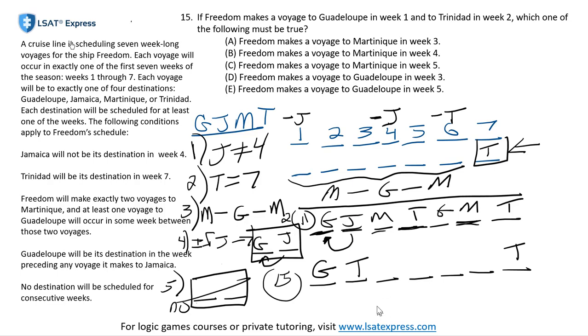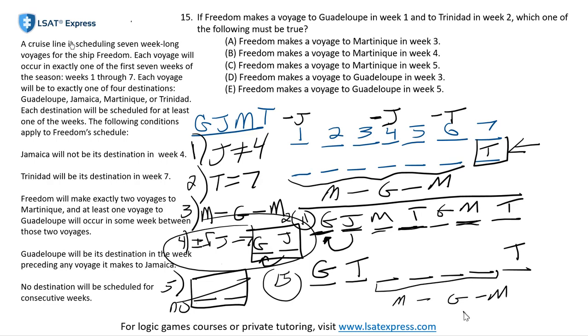Now G, 2 rules on G. We have our MGM. So in here, these 4 slots, only 4 slots. We've got our M, G, M. And then we've got rule 4 as well. That also talks about G. I'll pause for a second, figure out who goes in those 4 slots in which order, and then take a look at the choices.